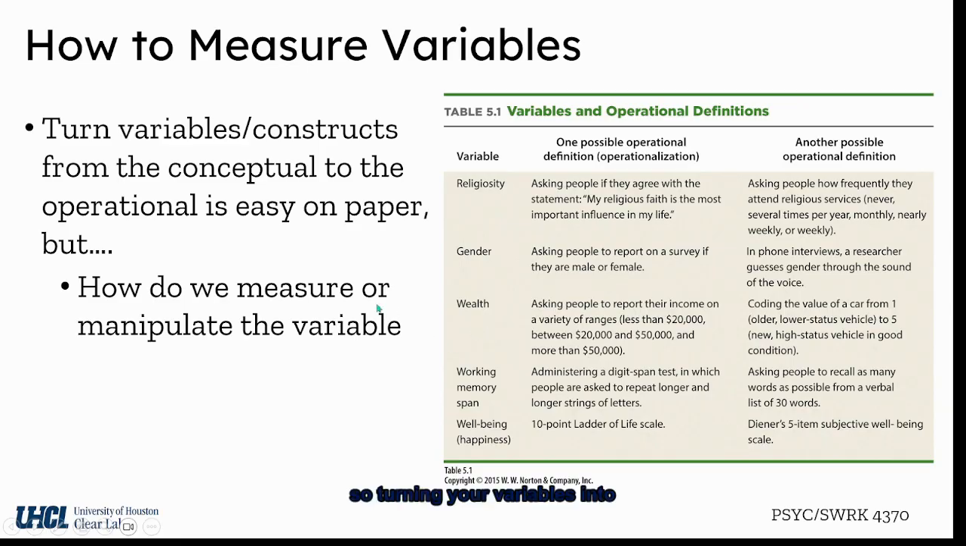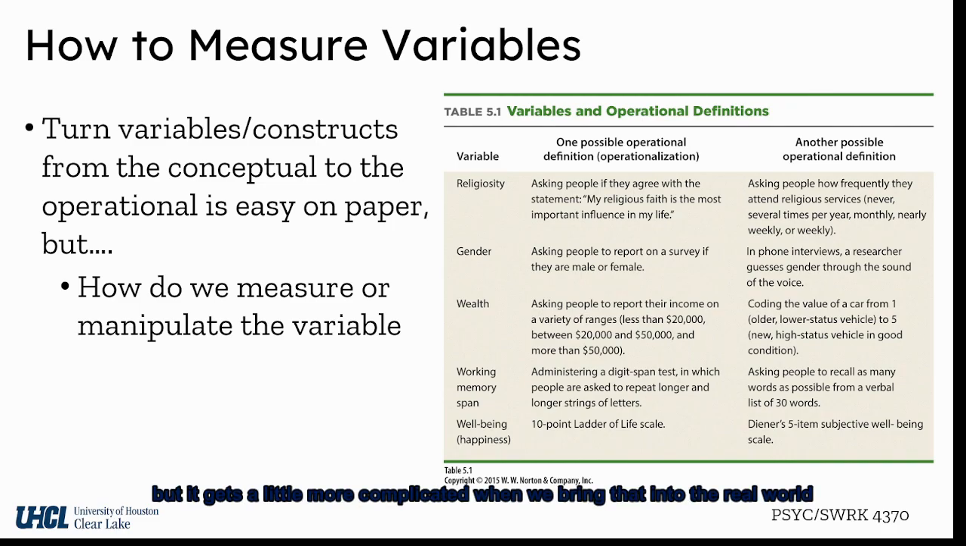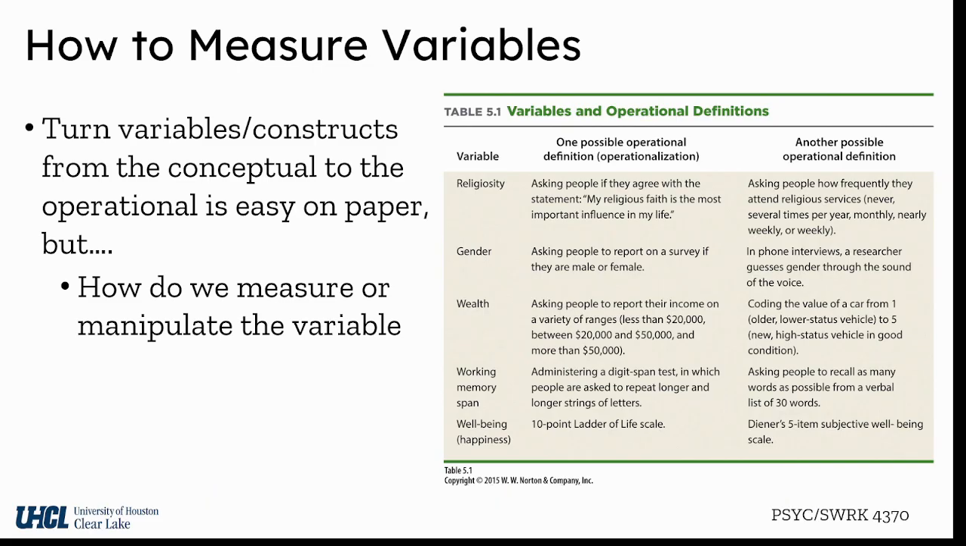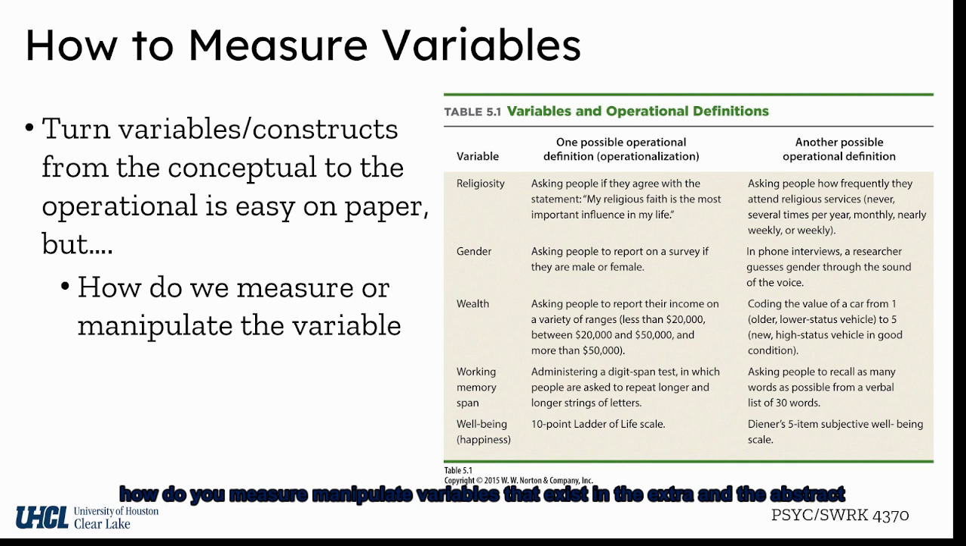So turning your variables into constructs that are conceptual to operational is easy when we talk about it. But it gets a little more complicated when we bring that into the real world. How do you measure or manipulate variables that exist in the abstract?